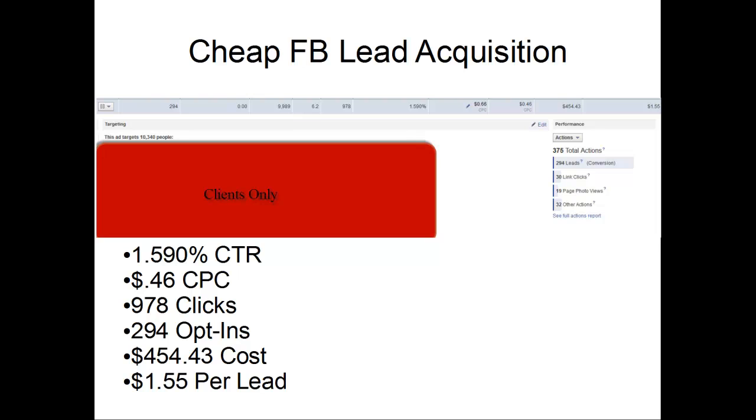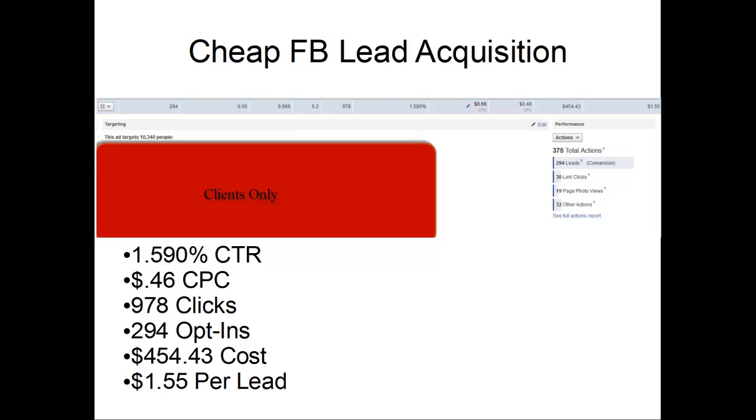You can see I'm advertising to around 10,000 people in this. We had a 1.6 click-through rate almost, paying less than 50 cents per click. Got close to 1,000 clicks and close to 300 opt-ins. So I'm literally just paying $1.55 per lead. This is super cheap traffic.